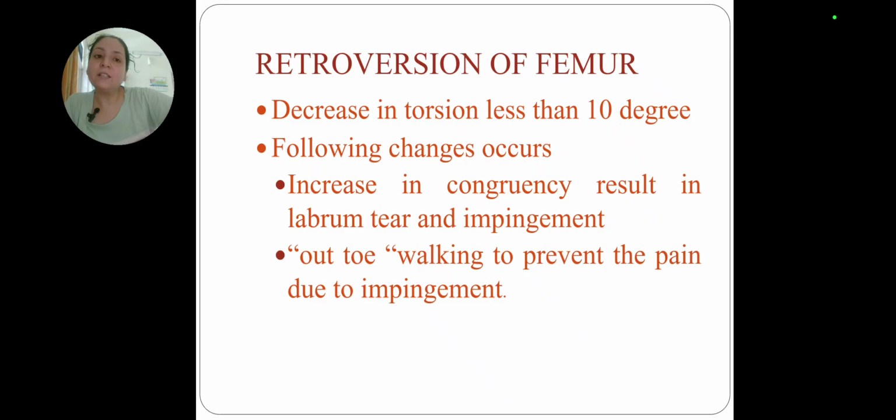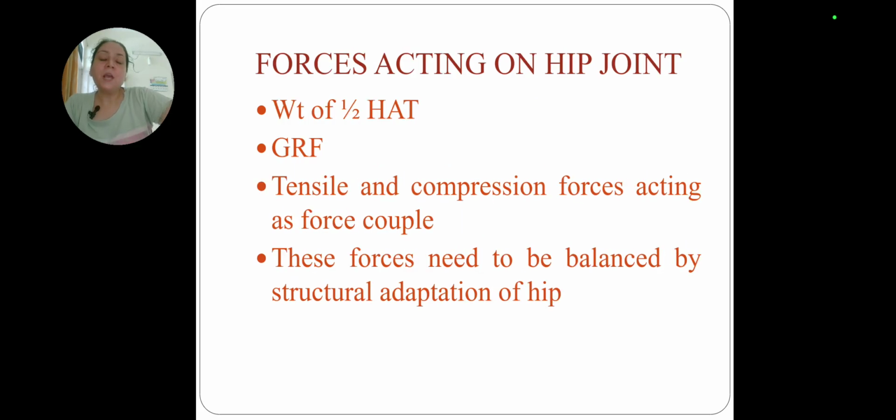In order to prevent this kind of impingement, the person will start walking in an out-toe position, to prevent the pain. Now this is a very important topic, angles. We have just now studied the angle of inclination and angle of torsion. Now we need to understand, we are saying that the hip joint is a weight bearing joint. Now we need to understand what kind of forces are acting at the hip joint.